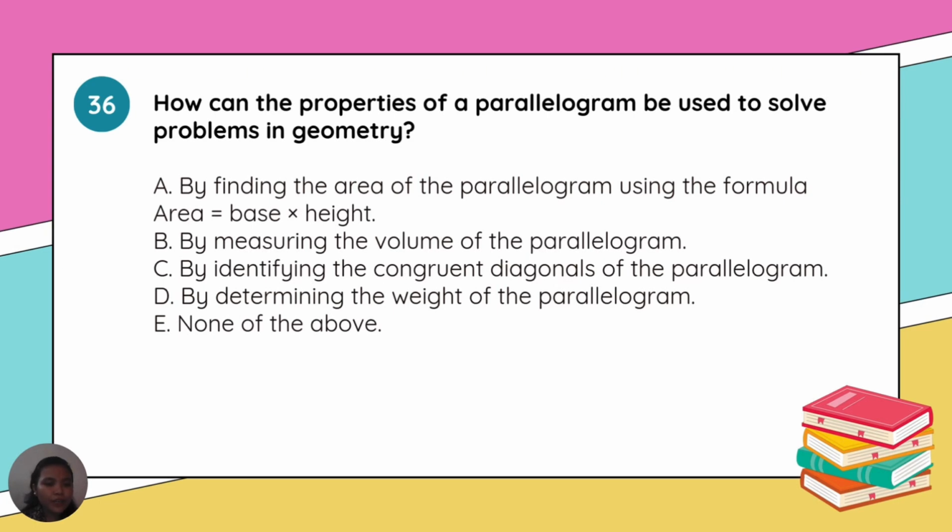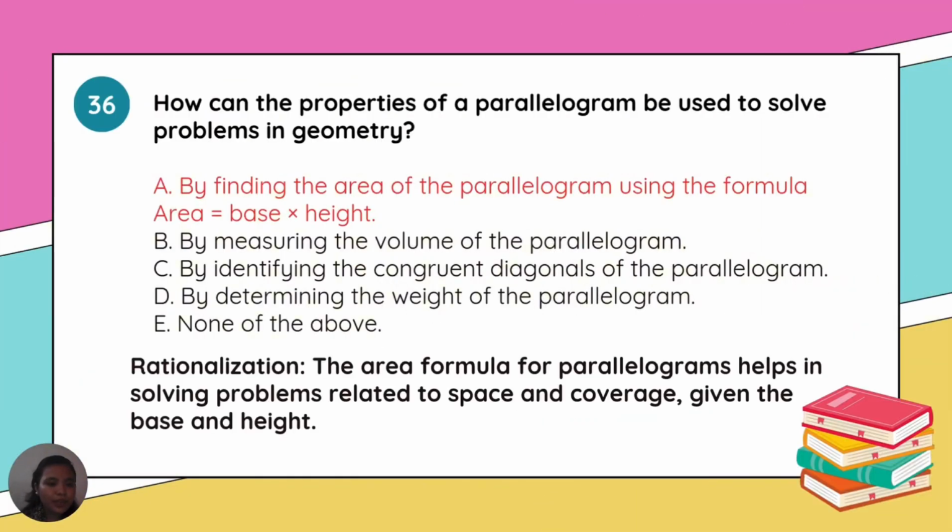A. By finding the area of the parallelogram using the formula area equals base times height. B. By measuring the volume of the parallelogram. C. By identifying the congruent diagonals of the parallelogram. D. By determining the weight of the parallelogram. And E. None of the above. So the answer is letter A.